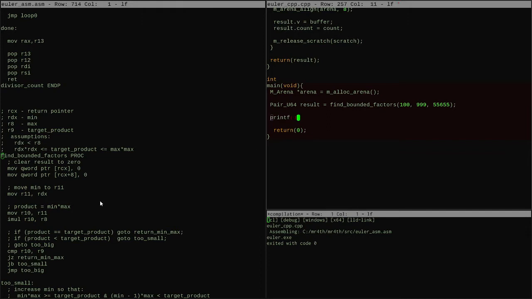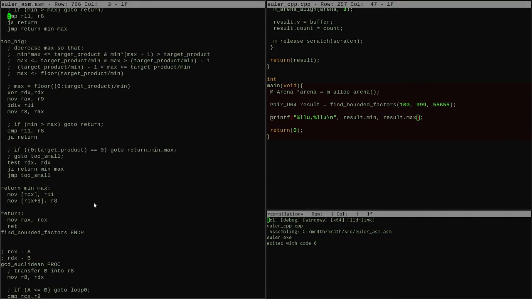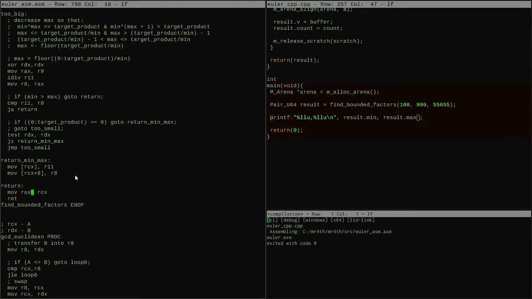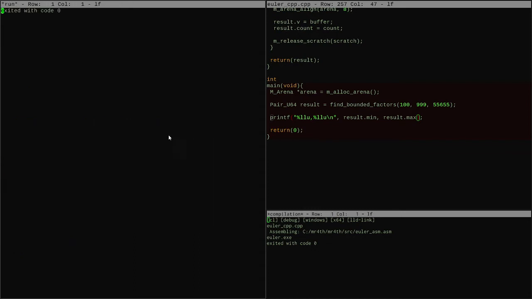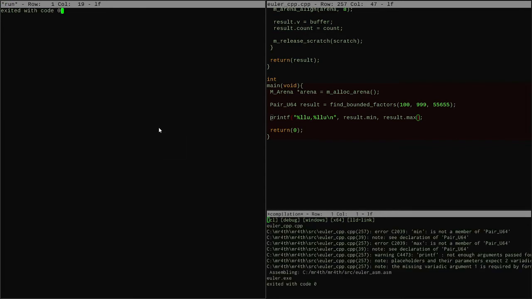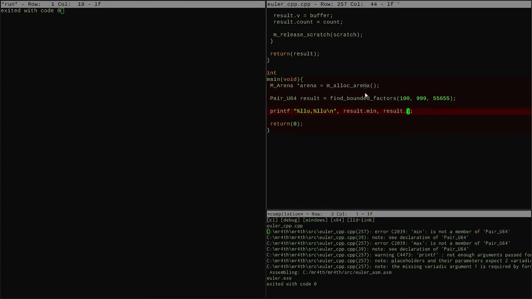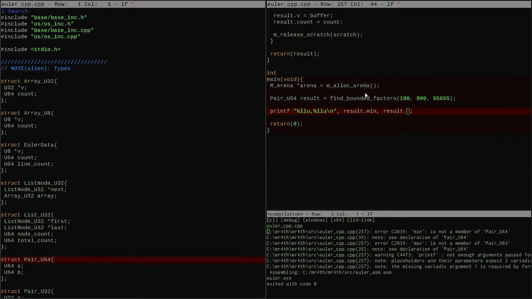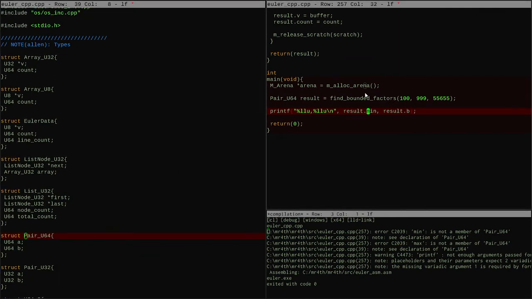Printf. Result.max. Remind me, how does this actually work? We put into RCX the min and the max. Okay. Okay, what are the A and B? Okay.